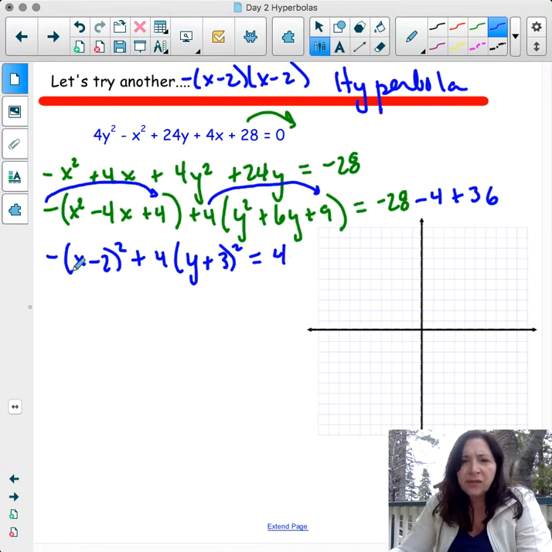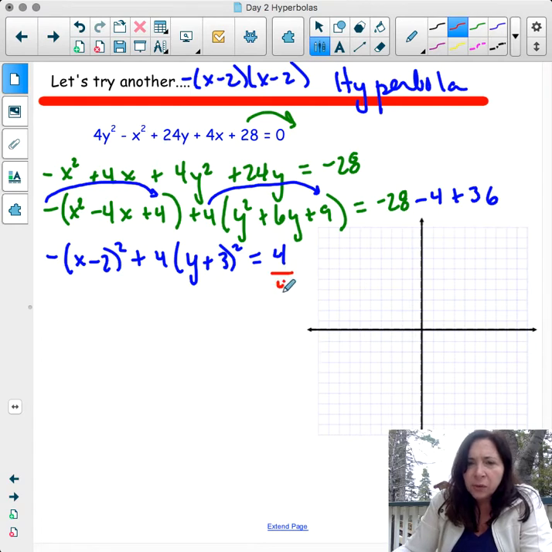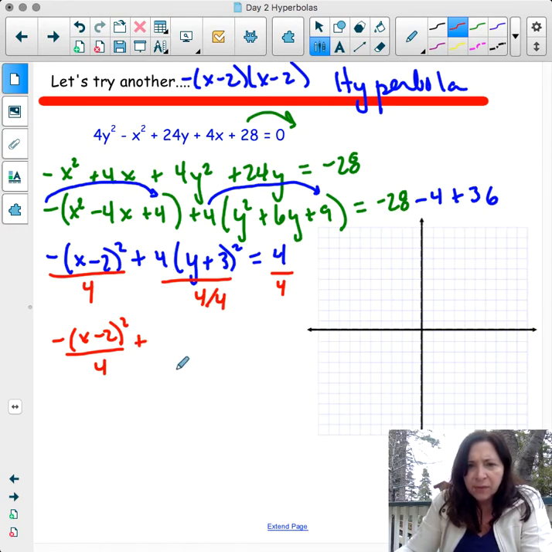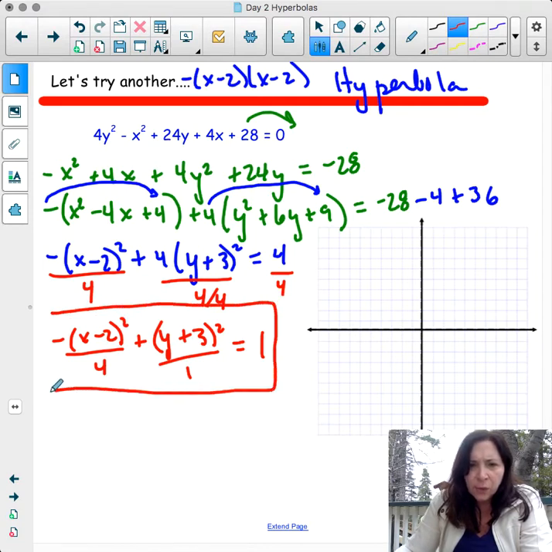So what we have now is almost an equation in standard form. But for this to be an equation in standard form, this value has to be 1. Also, you can't have anything by your parentheses, technically any numbers. So what we're going to do is divide everything by 4. And in doing that, we're going to get negative times the quantity x minus 2 squared over 4 plus, this is going to cancel out, that's 4 divided by 4, so we're going to have y plus 3 quantity squared over 1 is equal to 1. And so this is my equation in standard form for my hyperbola.